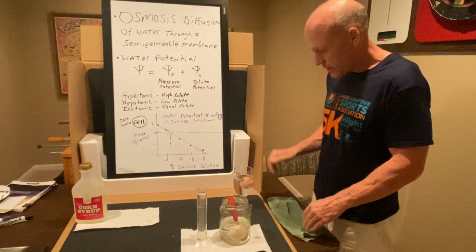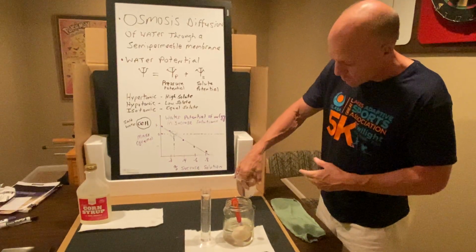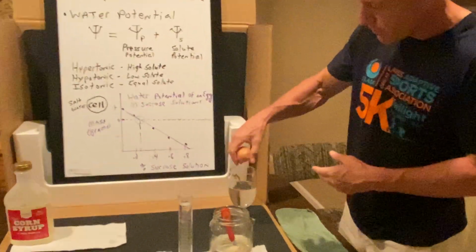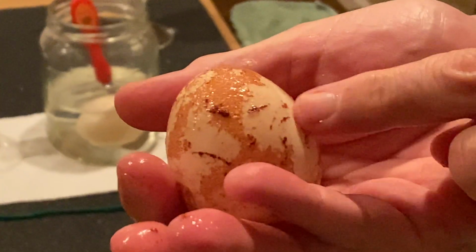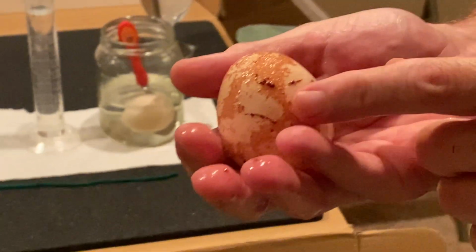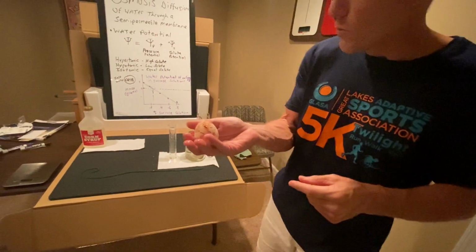What we're dealing with today is a semi-permeable membrane. Mrs. Treveline's egg I'm going to take out of the vinegar. If you look close, the shell is almost completely off. I'm rubbing more of it off as we speak. It's rubbery, soft and rubbery. You're going to make an egg just like this. You're going to remove the shell.